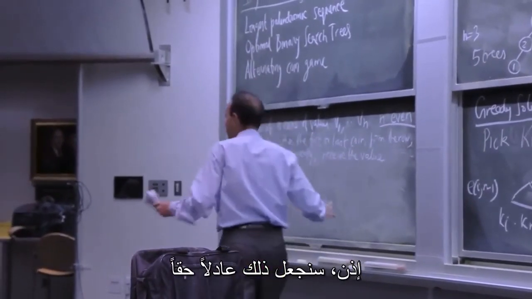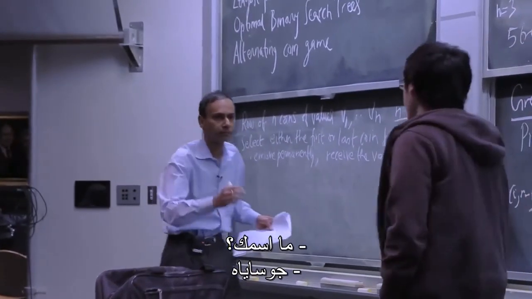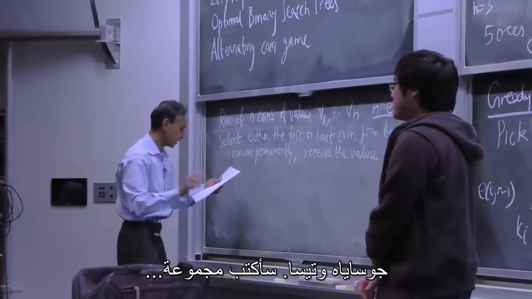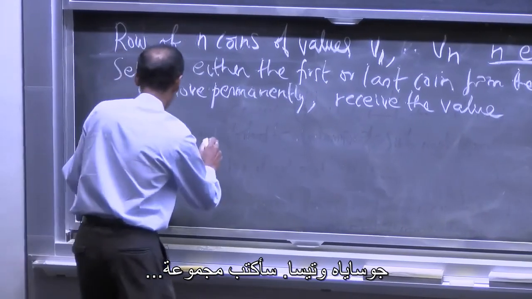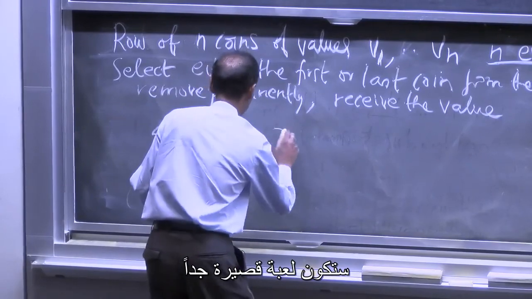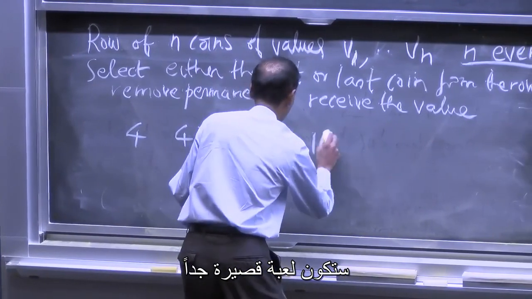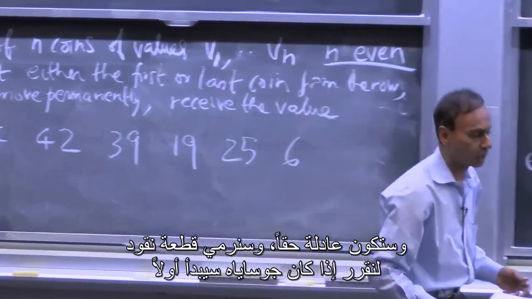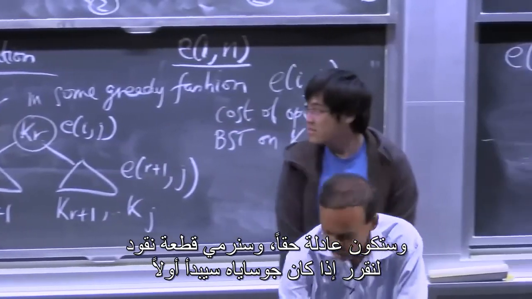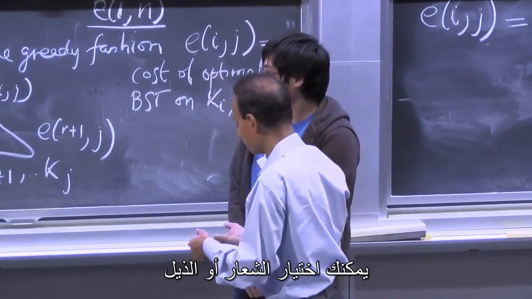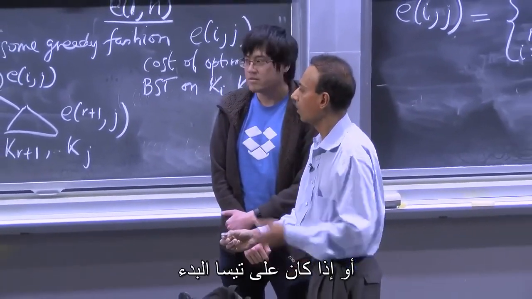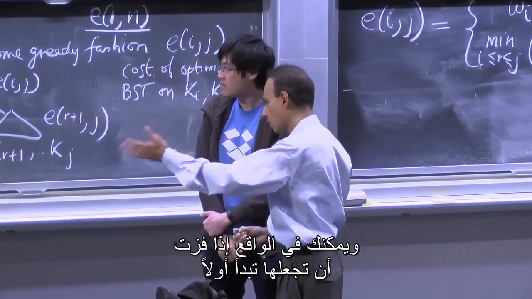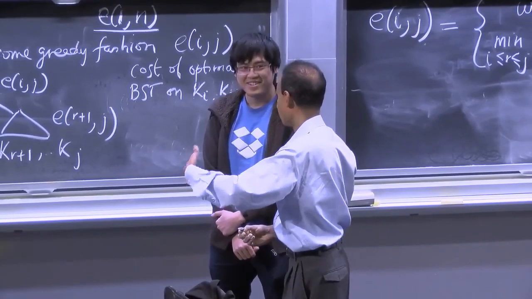So we're going to make this really fair. What's your name? Josiah. Josiah? Tessa. Josiah and Tessa, I'm going to write out a bunch of coins. It's going to be a fairly short game. And we're going to be really fair, and we're going to flip a coin to decide whether Josiah goes first. You can pick heads or tails, or whether Tessa goes first. And if you win, you can let her go first if you want. But you get to choose.